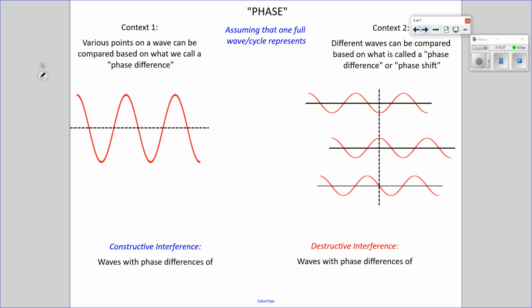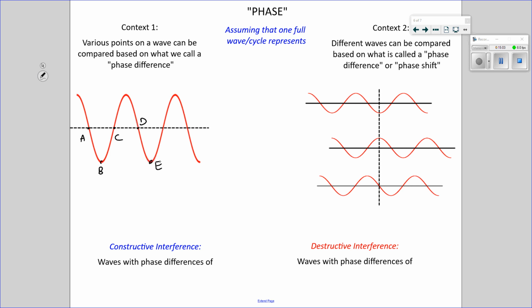There's this idea of phase. In phase, we have to be able to interpret a couple of things. One of them is we might talk about different locations on a wave. Like, for example, let's talk about this location and this location, and how about this location and this location, and maybe even this location. So these different places on a wave have what we can call a phase difference.